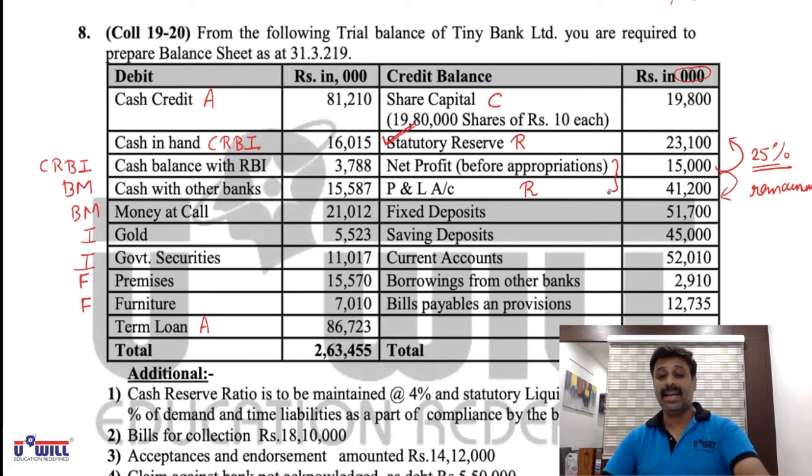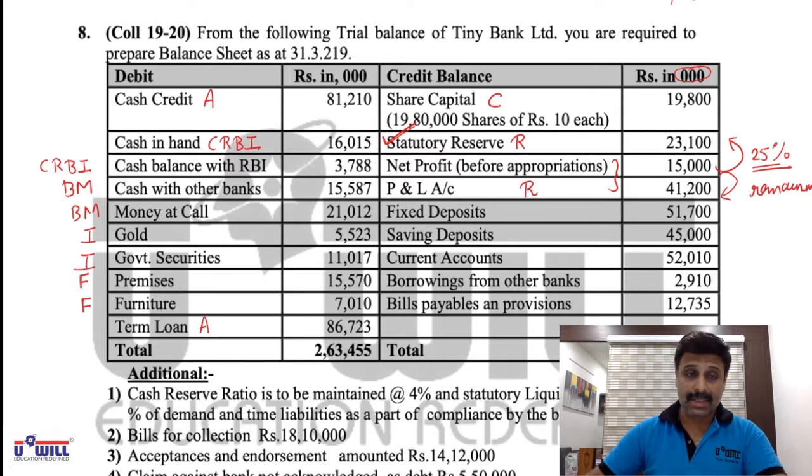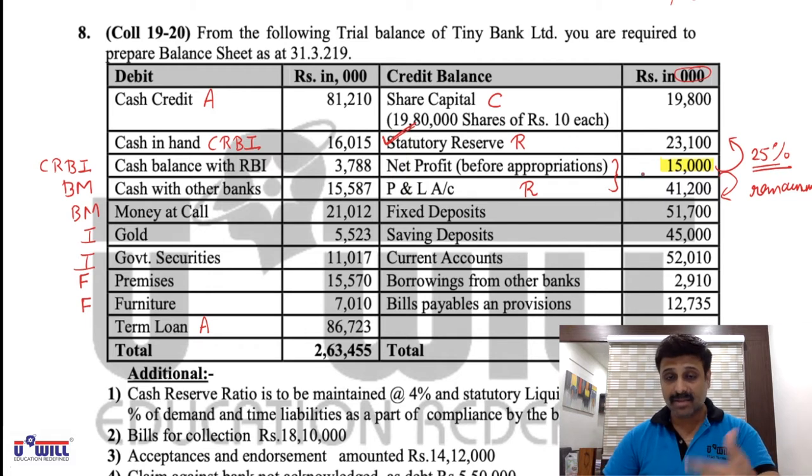I repeat it one more time. 15,000 is the current year's profit. So 25% of 15,000 will be added in statutory reserve, that is transferred to statutory reserve as per Section 17 of the Banking Regulation Act. The remaining 75% amount will be added in the P&L account balance and shown in reserves and surplus, that is R. If any confusion, you can rewind and listen to this once again.